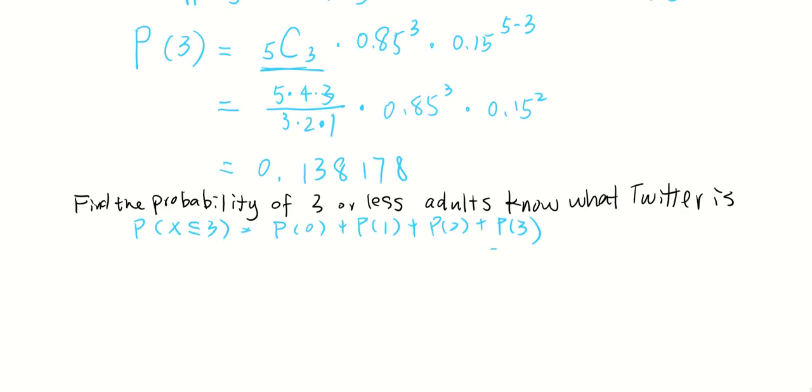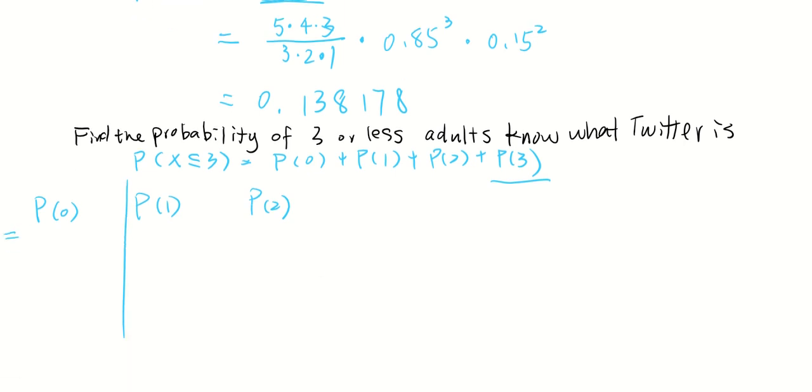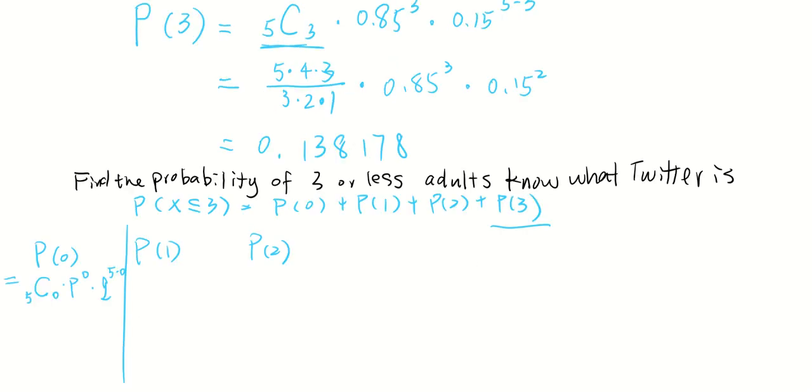Since we already know what P of 3 is, here we will just have to find what is P of 0, what is P of 1, and what is P of 2. Right? So let's do it one by one. P of 0, by definition, that will be C, the combination of choosing 0 out of 5 times P of 0 times Q of 5 minus 0. So what is the combination of choosing 0 out of 5? If you choose nothing out of 5, there's only one outcome. So that's equal to 1.